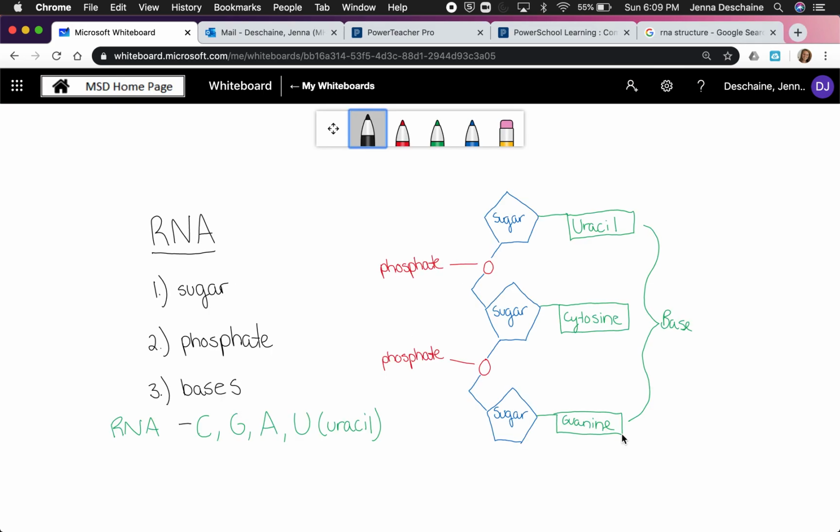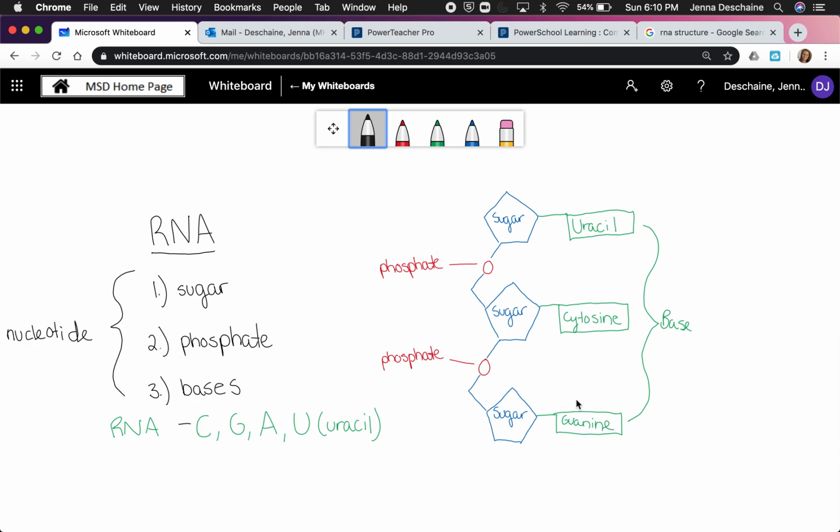Now moving on to the logistics and the details of RNA. RNA is what we call a nucleic acid, like I mentioned, and it has the same basic structure as DNA with a few differences. To start, RNA is still made up of that nucleotide structure, which contains a sugar, a phosphate, and a nitrogen base. So this is the basic structure of RNA.